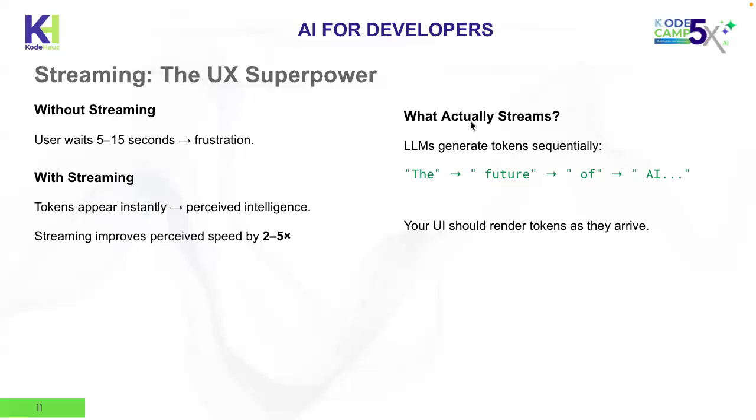So what's actually streaming are the tokens, right? The LLMs generate tokens sequentially, and those tokens, as it's generating, are sent back to you through the streaming endpoint. So as your user interface is receiving this, it should be rendering it as well. Don't try to do anything smart. Just render it so that the user sees it as it is coming.